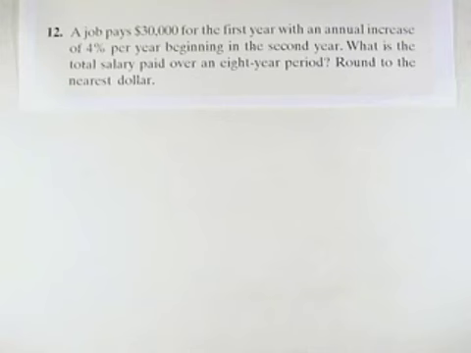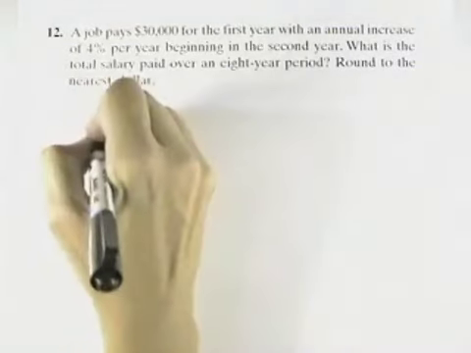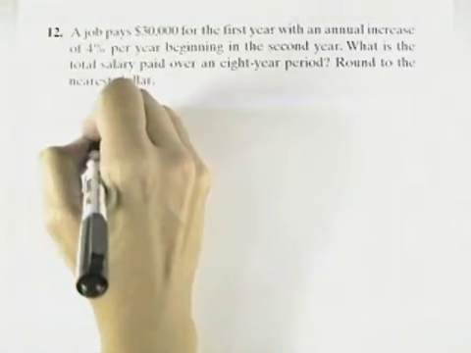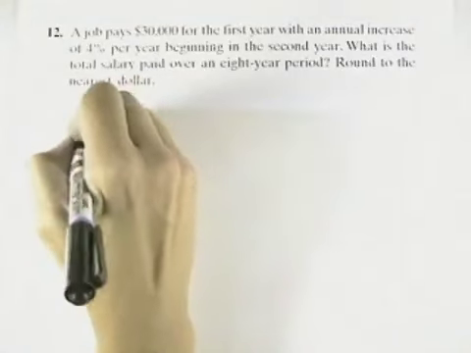Well, what we're doing is multiplying your original salary by 1.04 to get an additional 4% each year. We're doing that for 8 years. This is therefore a geometric series because we are multiplying by a common ratio.